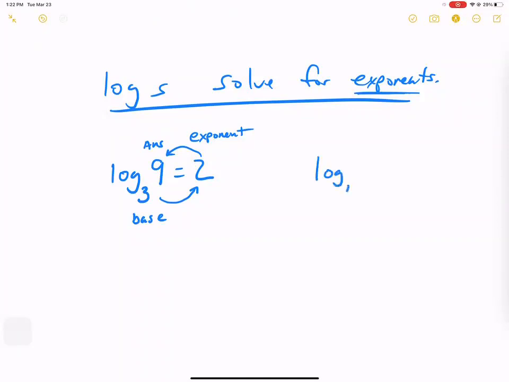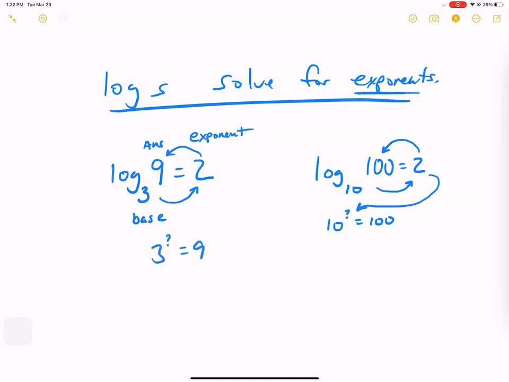Log 10 of 100 is equal to 2. Why? Circle of logs, 10 squared is 100. Logs solve for exponents. 10 to what exponent would equal 100? Well, the answer is 2. Likewise, 3 to what exponent would equal 9? Circle of logs, 3 to the second power would give you 9.